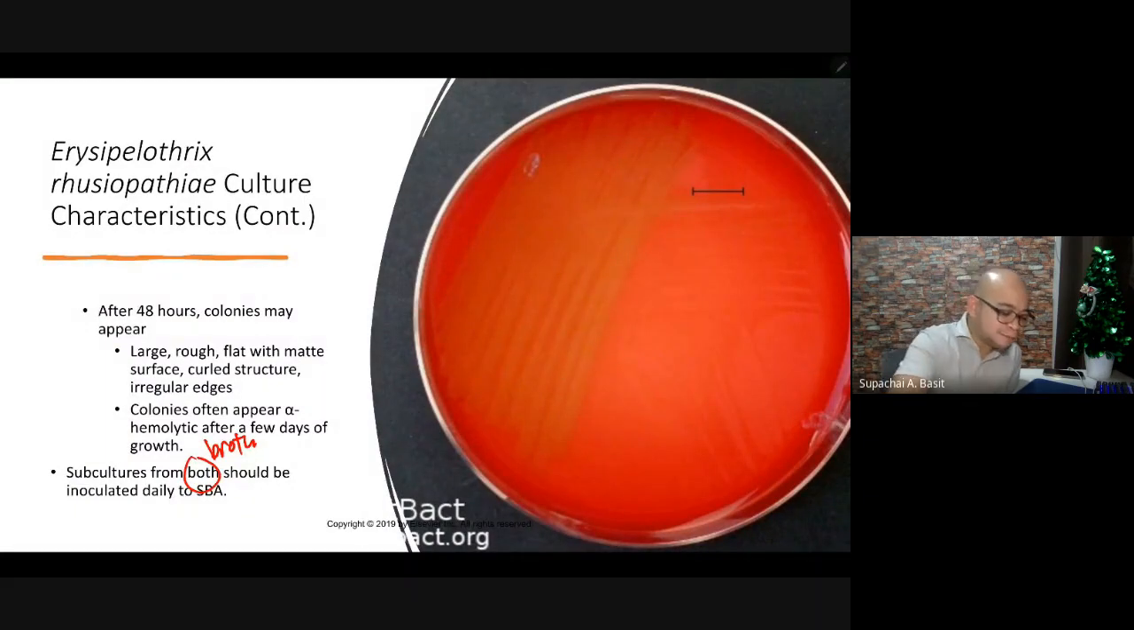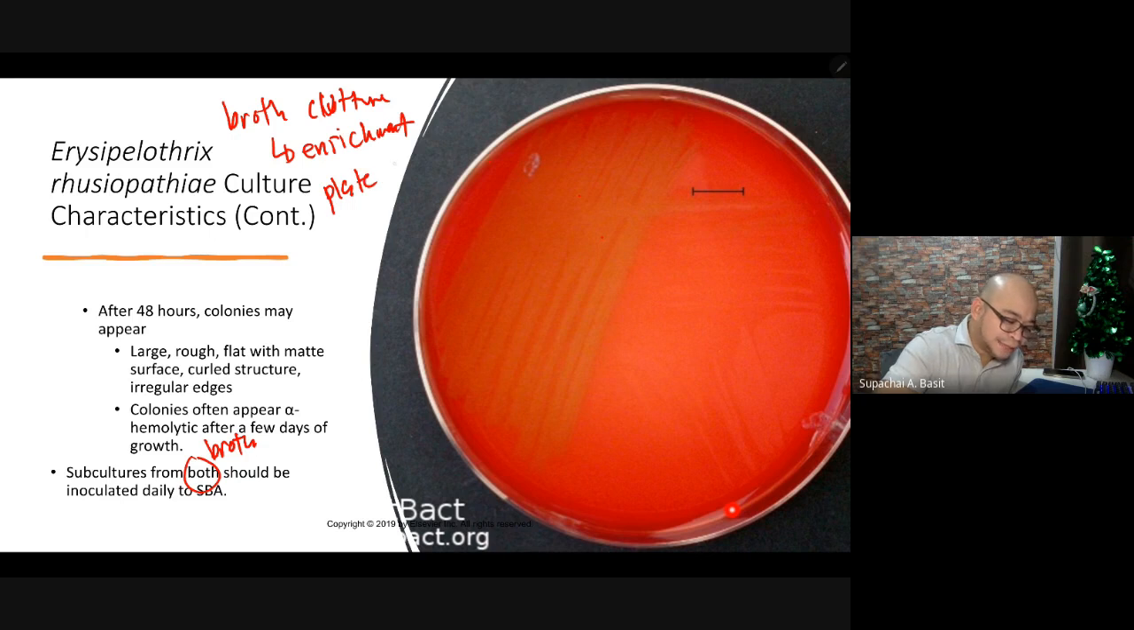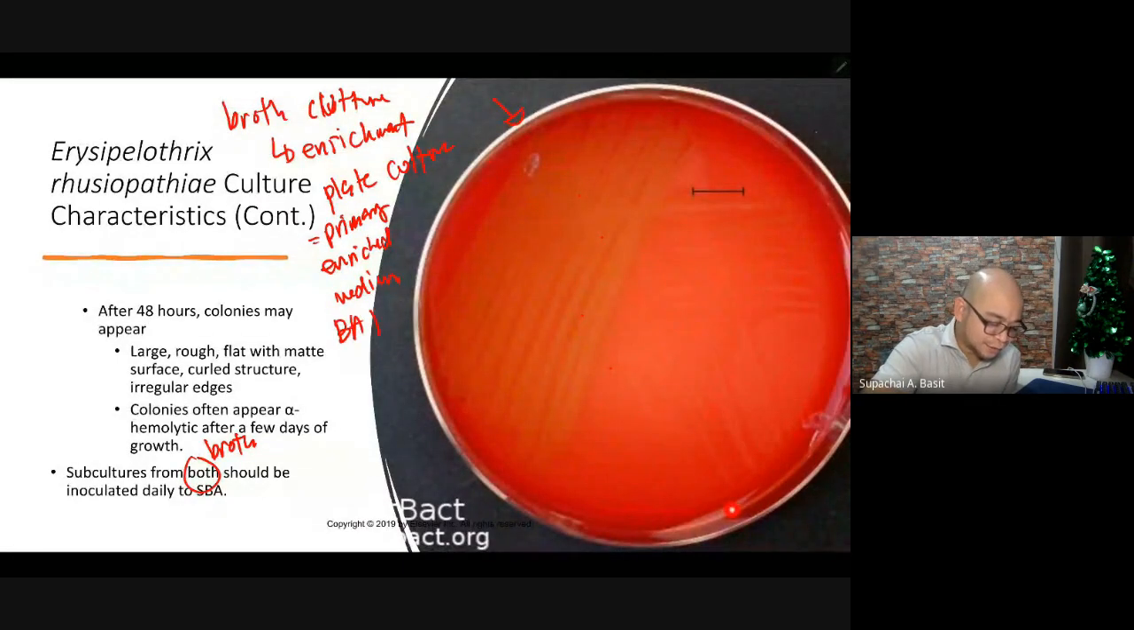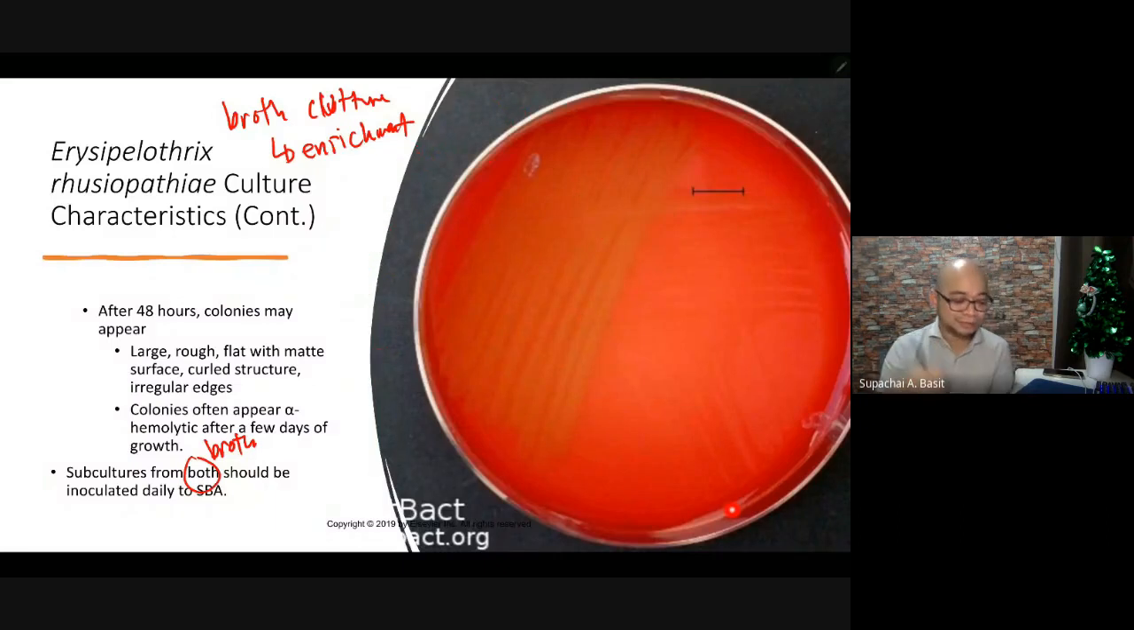So what is the purpose of the broth culture? Broth culture is the enrichment. And when we say plate culture, this is an example of plate culture. This is the primary enriched medium. So blood agar plate, or the sheep's blood agar, is an example of enriched medium.